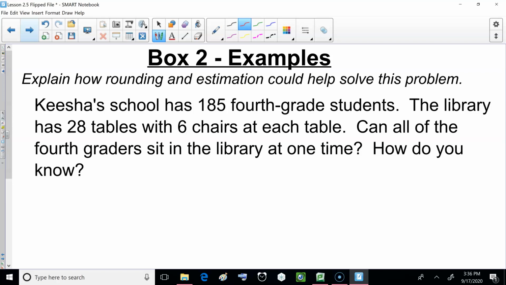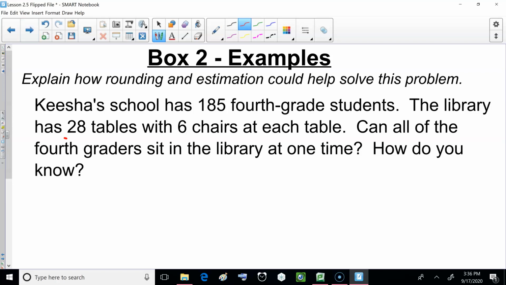All right. So I'm picturing this again, because with word problems, we like to picture what's going on. So Keisha's school has 185 4th grade students. So I picture all these students. The library has 28 tables. So I see these 28 tables in the library. I see 6 chairs at each table. Can all of the 4th graders sit in the library at one time? How do you know? So we're going to use rounding estimation.